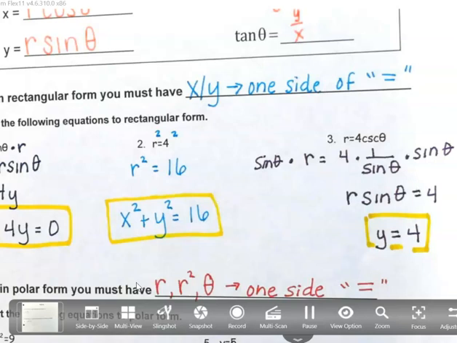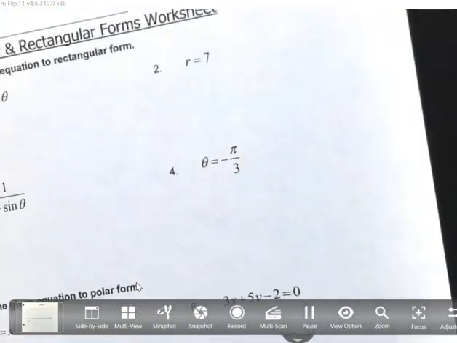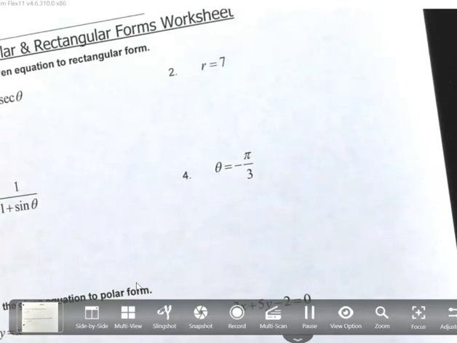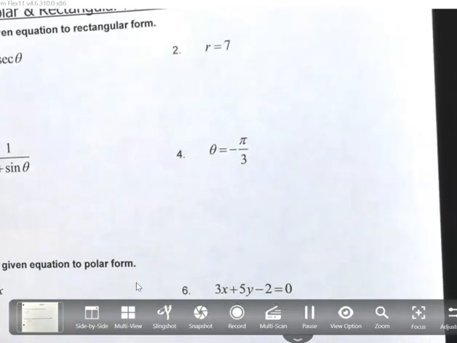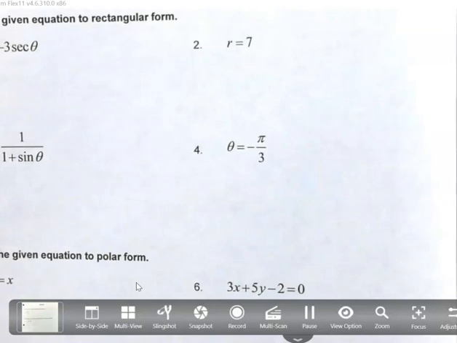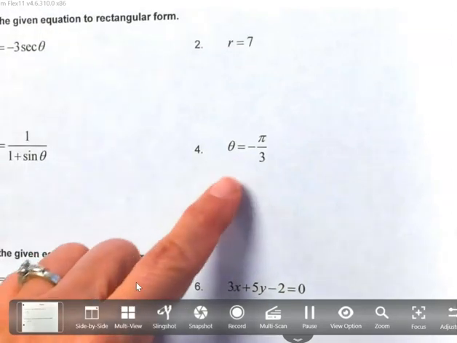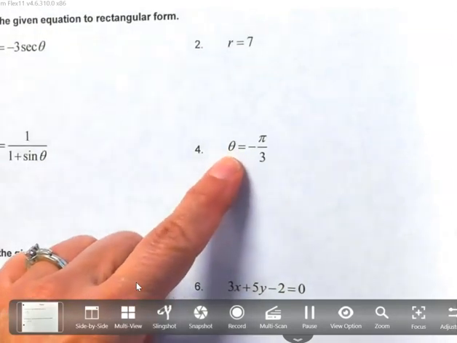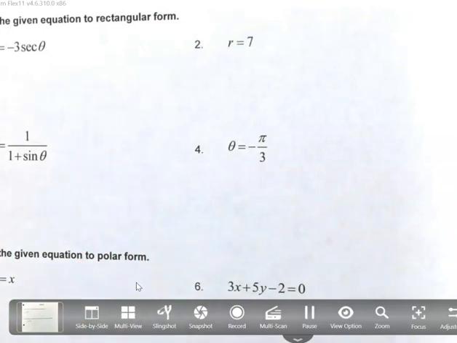All right, so I'm going to do one of your homework problems with you. It's the one that says pi over 3, number 4. Y'all, flip the page. Let's go to number 4 real quick, because you don't have any like this in your notes, and I'll just do it with you. For problem number 4, we need to write it in rectangular form. And it's just theta equals negative pi over 3.